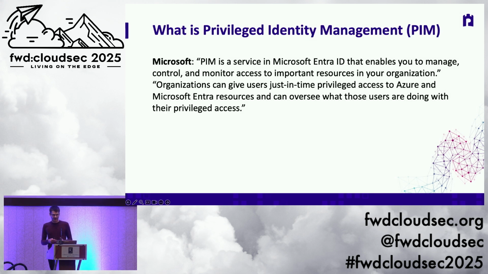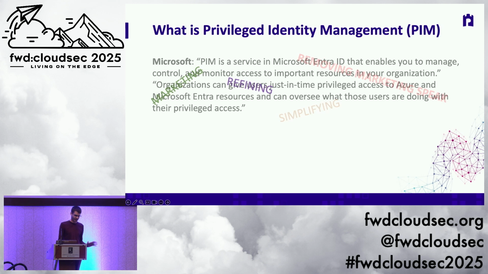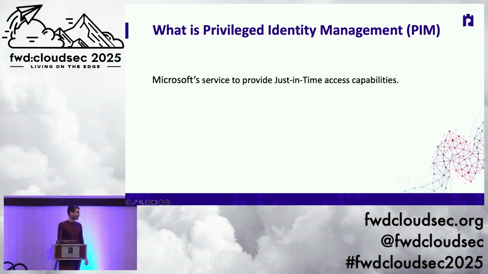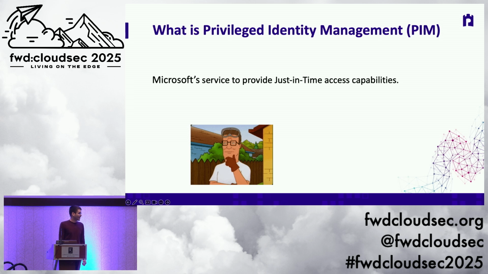And from just-in-time access came privileged identity management. There are some definitions here from Microsoft, but ultimately if we try to cut through some of this noise, what is it? It's Microsoft's service to provide just-in-time access. And if anyone didn't know, King of the Hill is coming back in August, so there are a few references to it here.